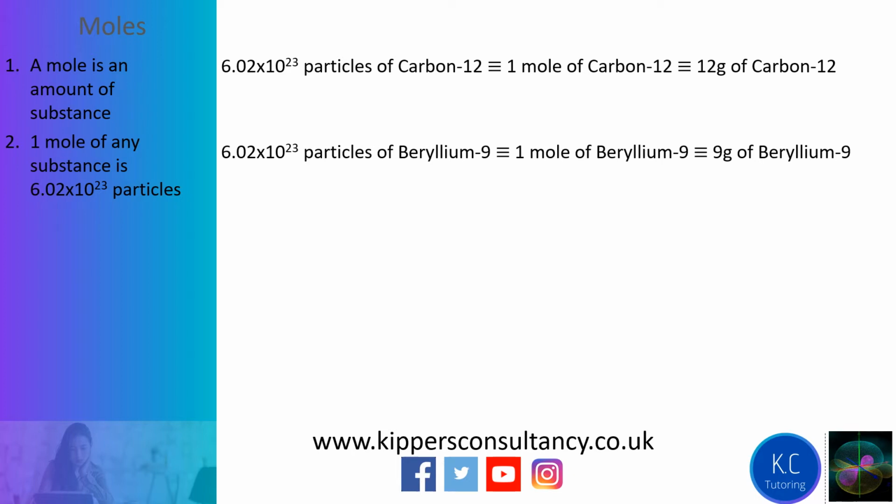Let us now consider a different atom, such as beryllium. Let's look at the isotope beryllium-9. If I counted out 6.02 times 10 to the 23 particles of beryllium-9, I would have 1 mole of beryllium-9, and this would weigh 9 grams.